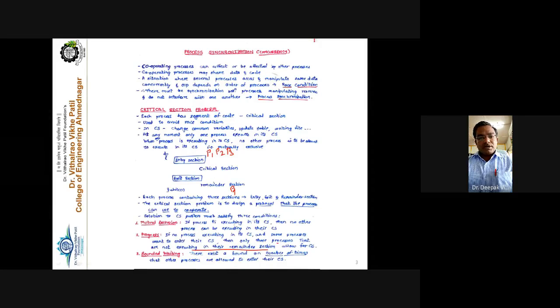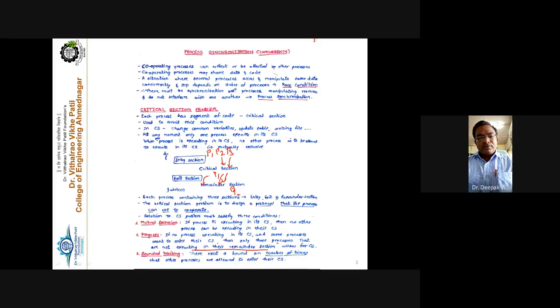So P1 is not executing in the remainder section, so it can enter, and after executing in the critical section, it can exit from that particular critical section and enter into the remainder section. After P1 finishes its work, P2 enters into the critical section, performs some operation, then leaves the critical section and enters into the remainder section. P3 also enters into the critical section, does the manipulation, and leaves the section.